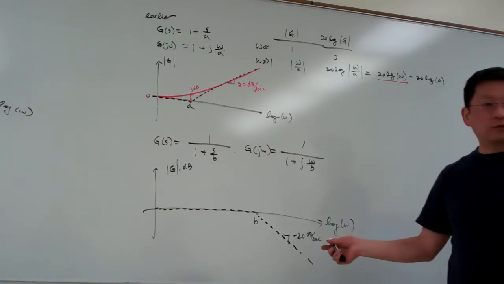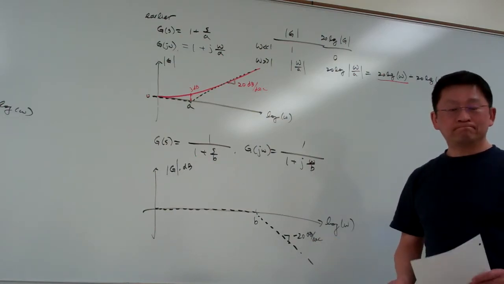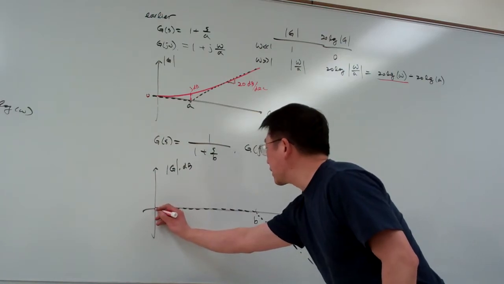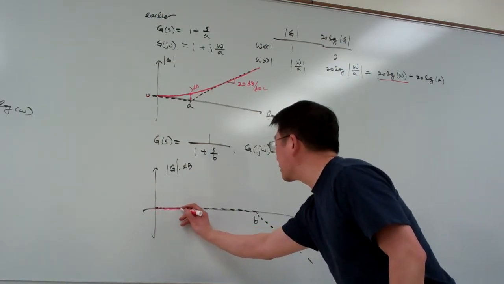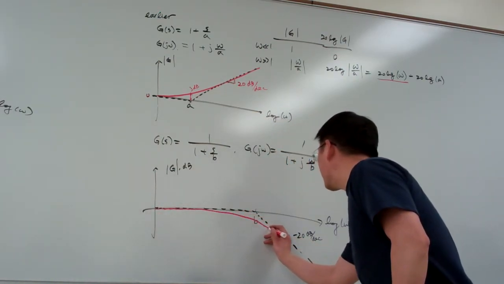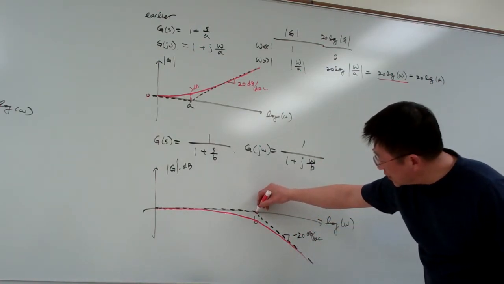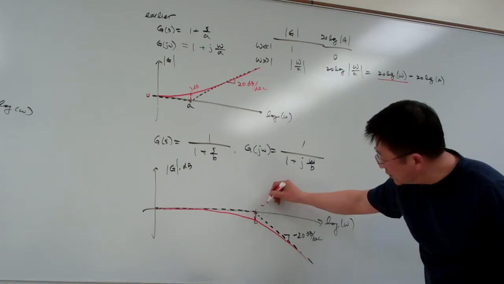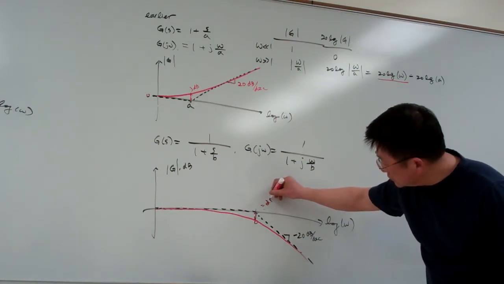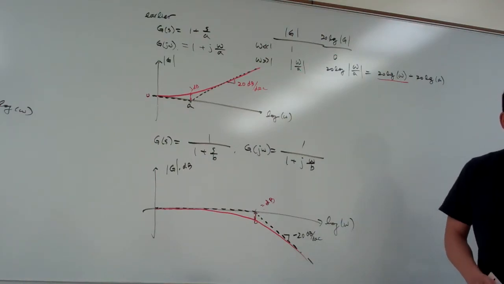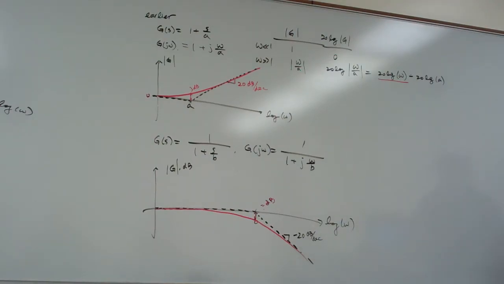Have we seen this before? I believe so, right? Okay, so that means the curve will be something like this. Again, at the corner frequency here, the difference is 3 dB. Be good? Have we seen this before? I believe so.